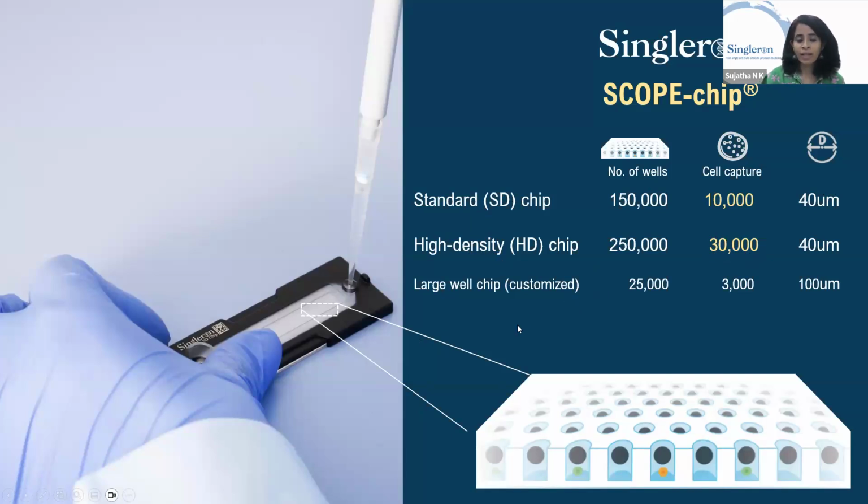We also have a large well chip, which is a customized product. Here the well size is 100 microns. As I mentioned, if you do have cell sizes more than 40, there are not many options available to do single cell capture. We have one where we are actually able to capture larger cells in samples that don't fit the 40 micron cell size limit.